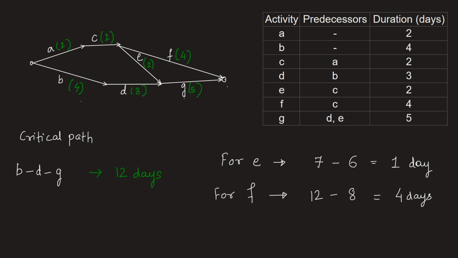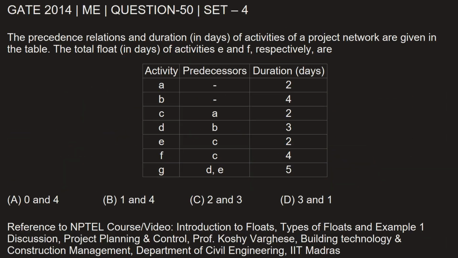Let's go back and mark the correct option. Our answer is option B. Total float of activities E and F respectively are 1 and 4.